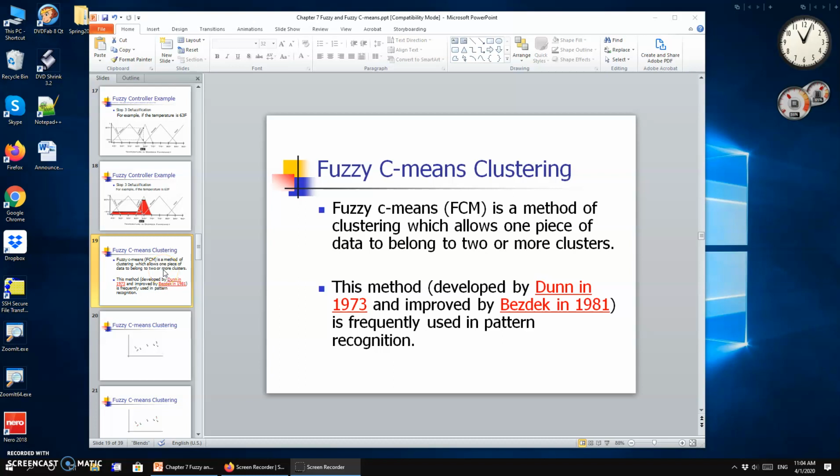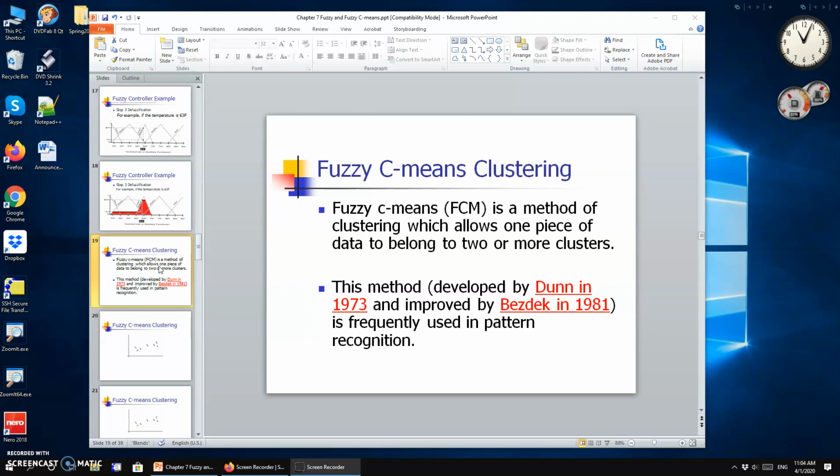After we discuss fuzzy logic, this video focuses on how to use fuzzy C-means clustering to assign one point to multiple clusters if they see fit. Fuzzy C-means clustering is a method of clustering which allows one piece of data to belong to two or even more clusters. And this is made possible through fuzzy logic.